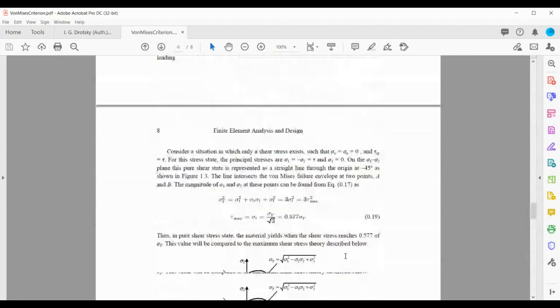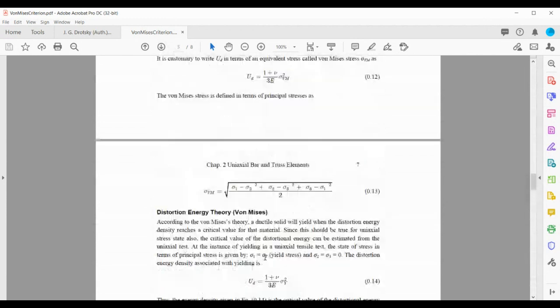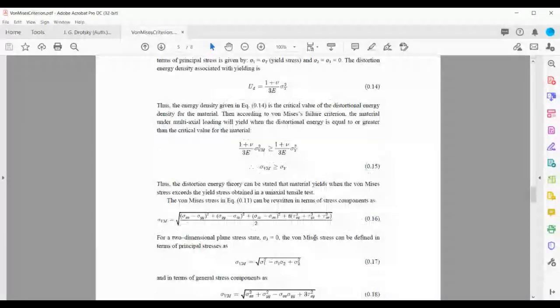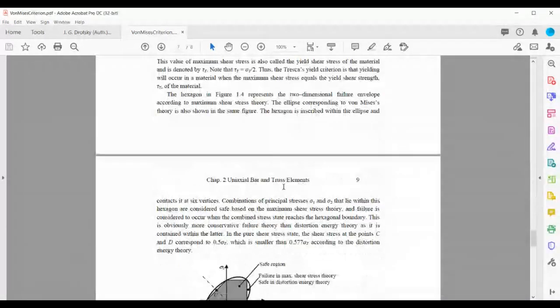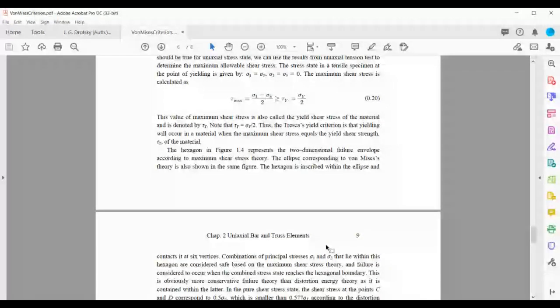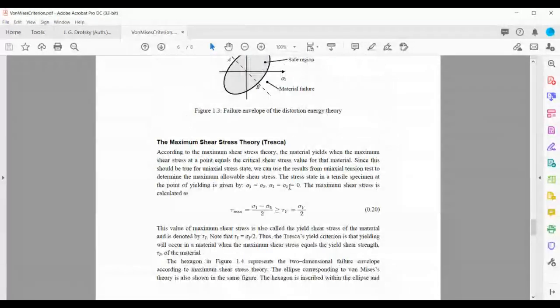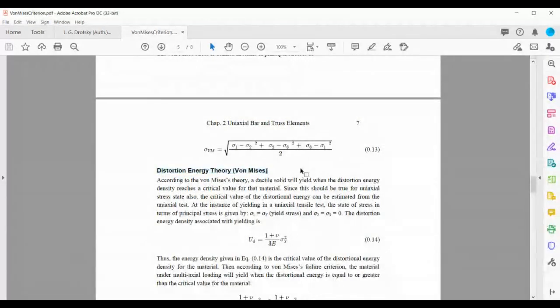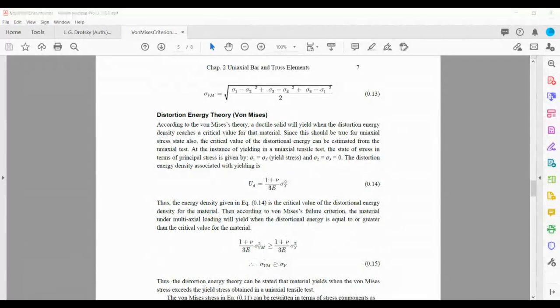By the way, von Mises is the theory which we accept now for failure. Initially, they used to use Tresca and Rankine, but one is good for brittle, and one is good for ductile. This is the Tresca one, and the von Mises one is a larger shape. So when you're doing finite element analysis, this is the one we use. Okay, sorry for the overkill. Back to the example. Are you happy?